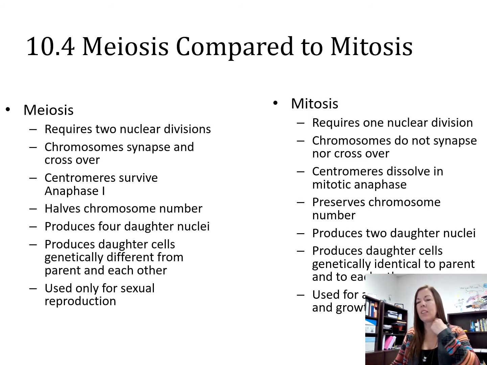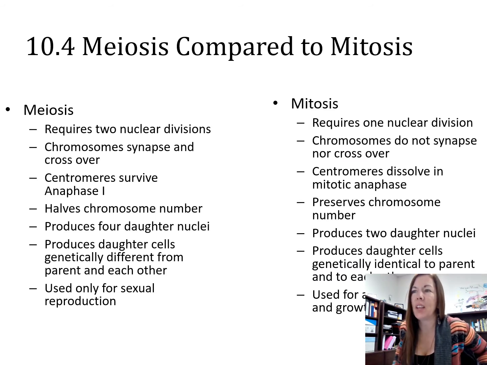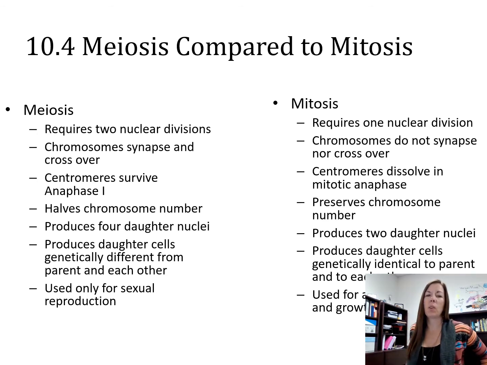So it's kind of big to know. Whenever I give an exam, I really like to know that you know the difference between meiosis and mitosis. So of course meiosis requires 2 nuclear divisions, mitosis only requires 1. You'll see synapsis in meiosis, and you don't see that in mitosis. In meiosis, centromeres will survive anaphase 1, and that doesn't happen in mitosis.